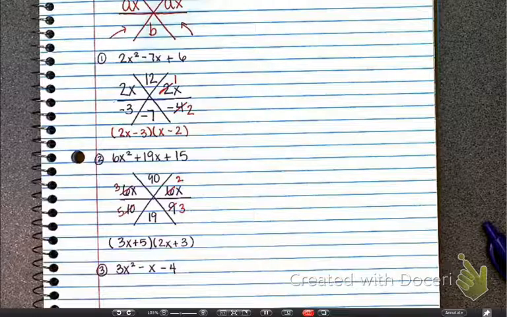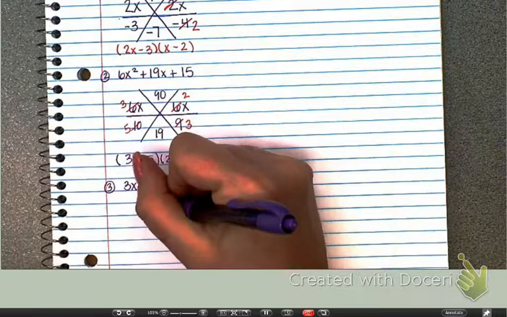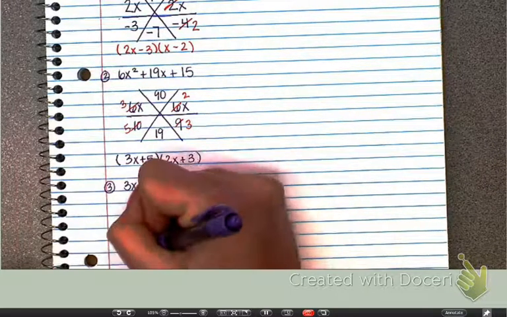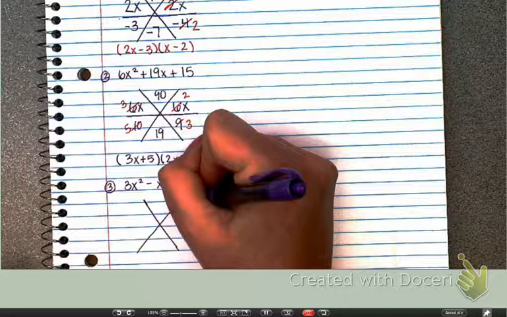All right, so let's see how we did. Is there a GCF? No. Okay, so straight to super X. On top, you should have gotten negative 12. On bottom, negative 1.